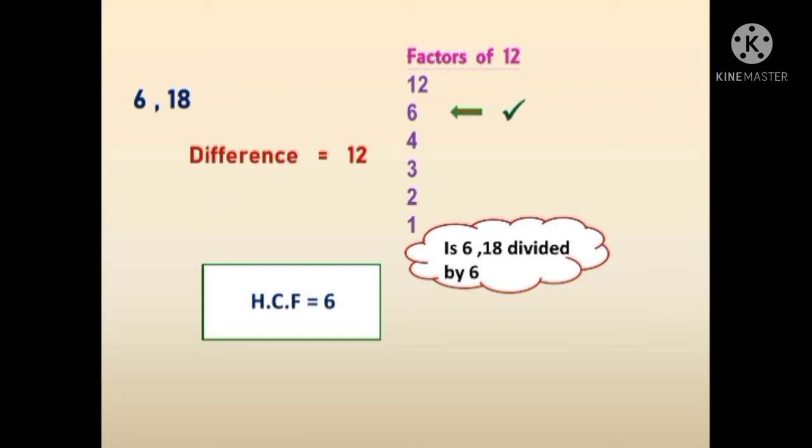So, let us solve one more problem in this category, so we will get a clearer idea. The next question is 22 and 77. The first step we are going to do is find the difference of 22 and 77. So, the difference is 55.